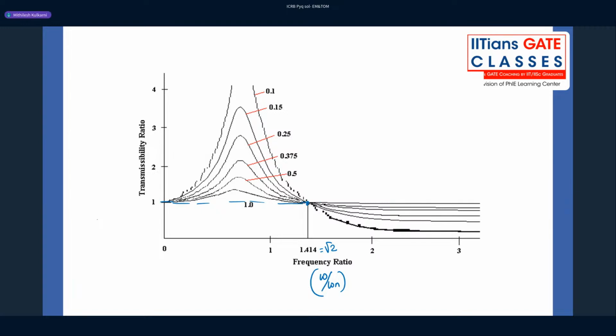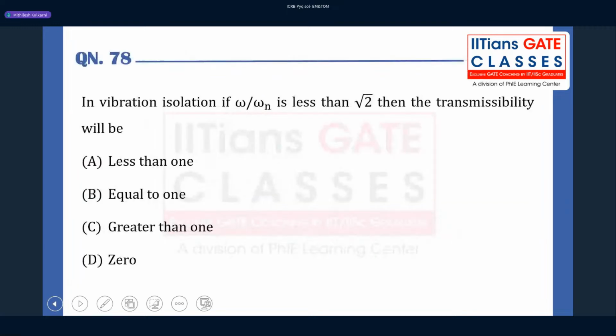where it is 1. And if we are talking about all the points of omega by omega n less than √2, we can clearly see the transmissibility ratio is always greater than 1. So this is how we can see the variation in the transmissibility ratio versus the frequency ratio. Hence, the option is option C in this case, greater than 1.